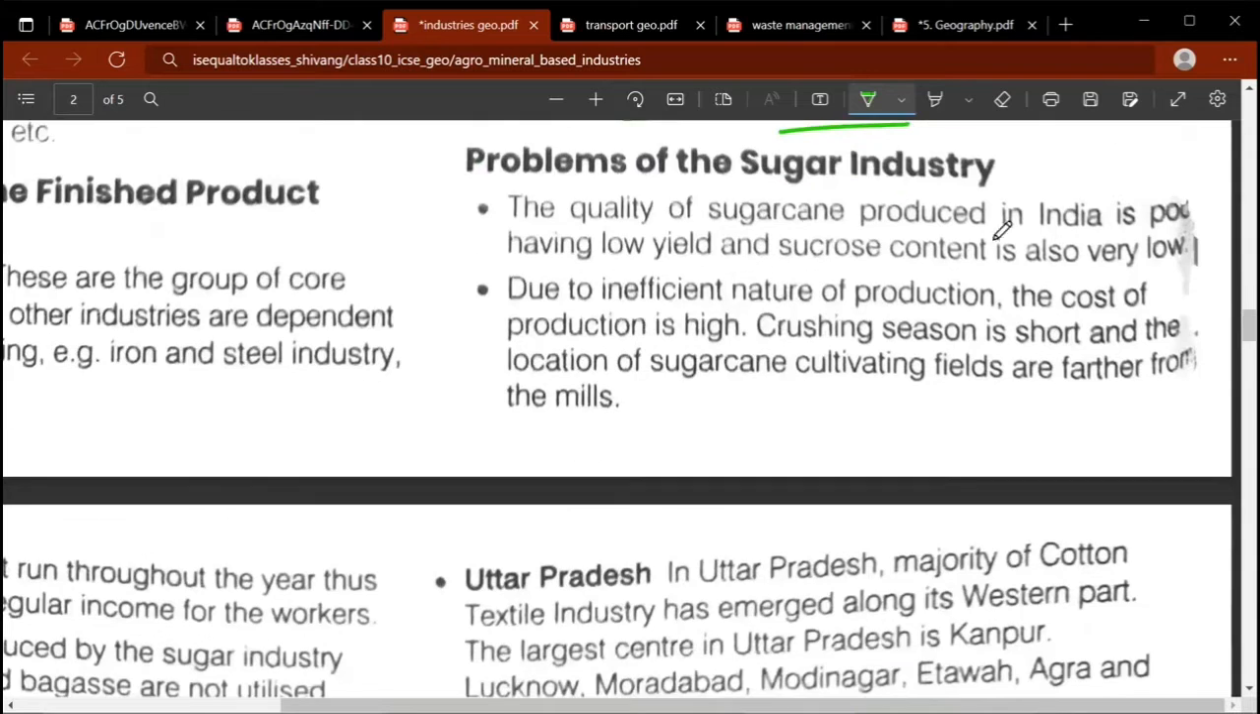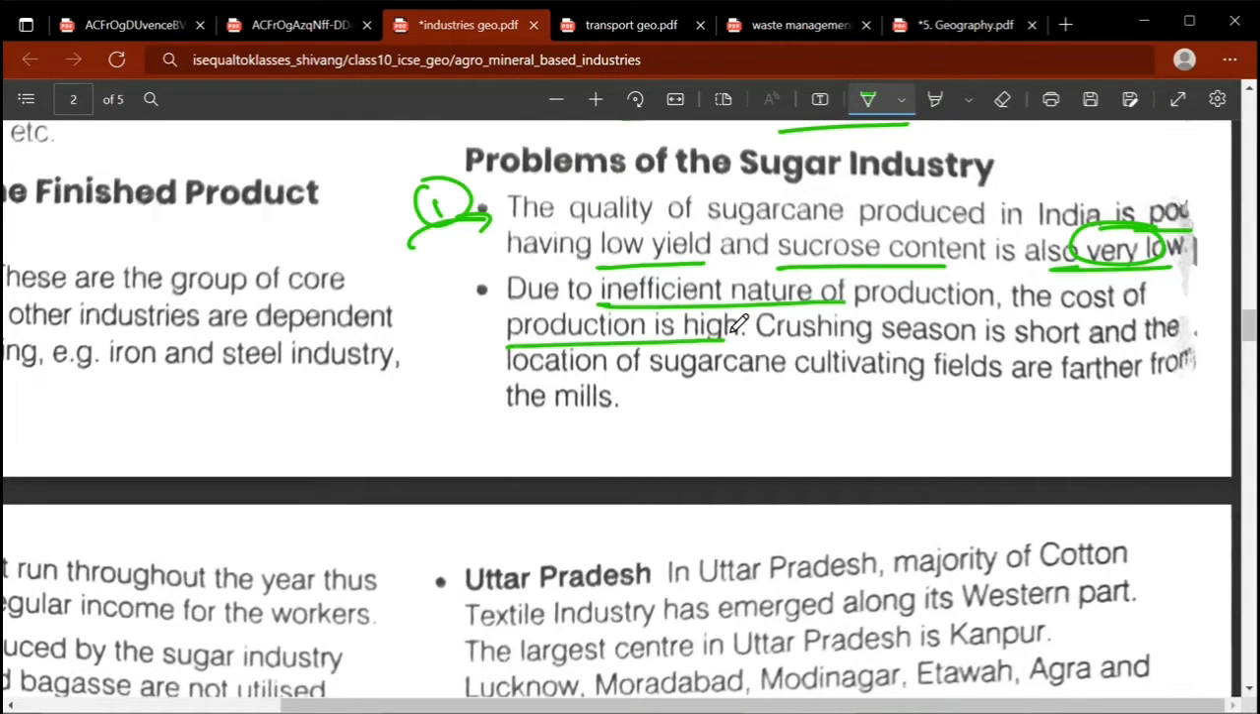Problems of the sugar industry in India. The quality of sugarcane produced in India is very poor, having low yield and sucrose content is also very low. So this is point number one. Due to inefficient nature of production, the cost of production is high. Crushing season is short and the location of sugarcane cultivating fields are farther from the mills.